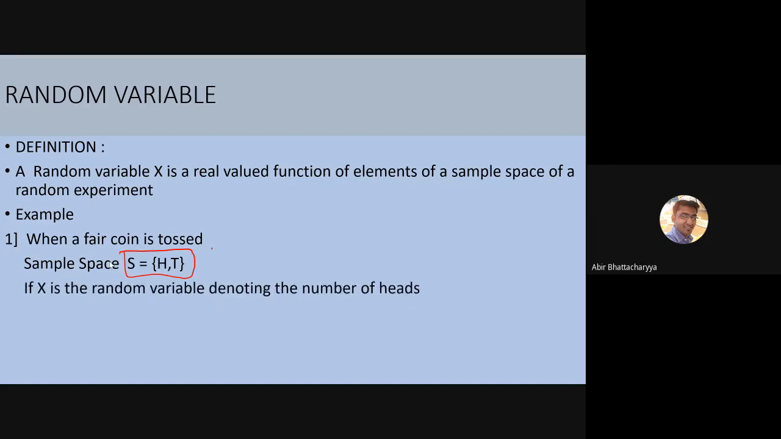If X is a random variable denoting the number of heads. Now I will let you know about the random variable. A random variable is a number, a random number, denoting the number of heads after tossing. It can be 4, it can be 5, it can be 10. So a random number, right? Just a minute.